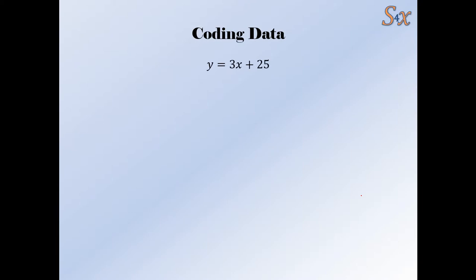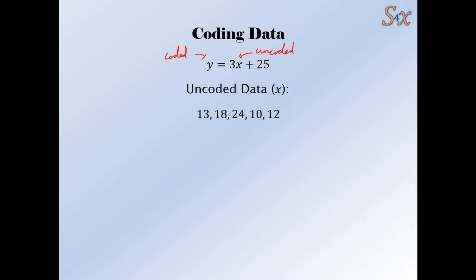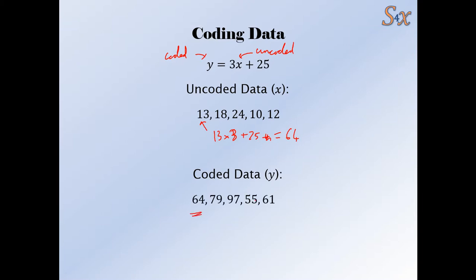So let's have a look at another example. This time my coding is I do 3 times the uncoded value. Remember, this x is the uncoded, y is the coded. So I do 3 times the original data and add 25 to it. So let's say this is our original data. When we code it, well, let's take an example first. This 13, for instance, we should get 13 times 3 and add 25 on. So we should get 64. And there you can see that value there. So that's just another example of coding.